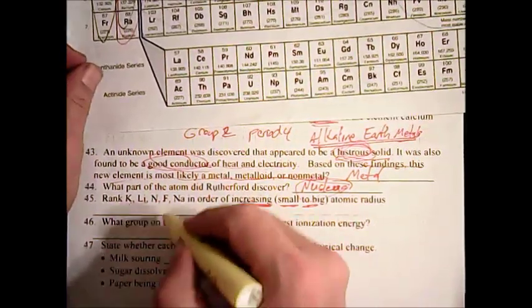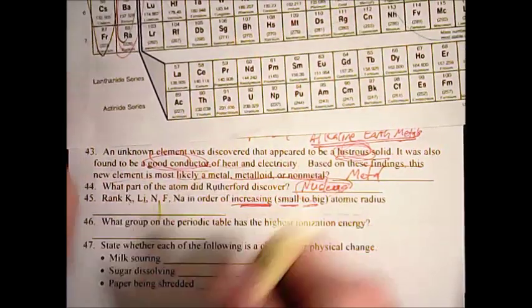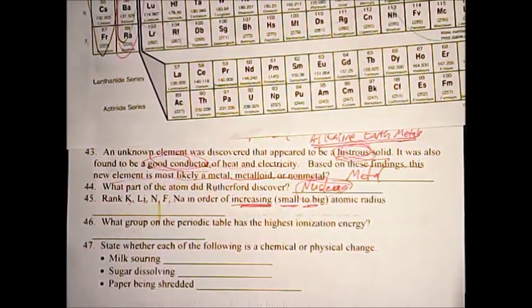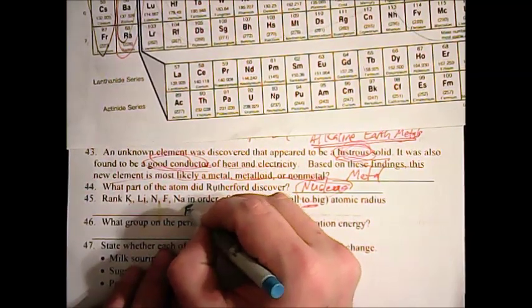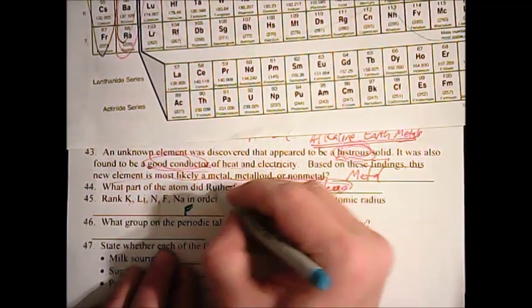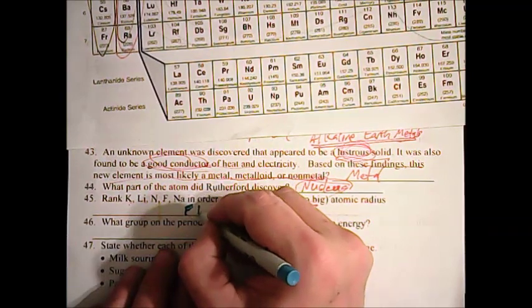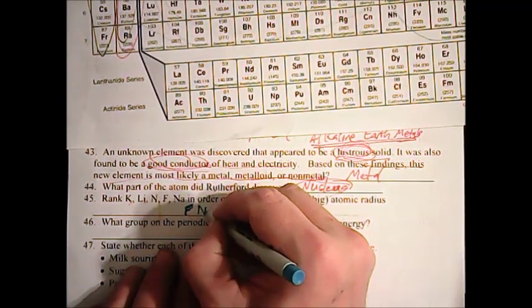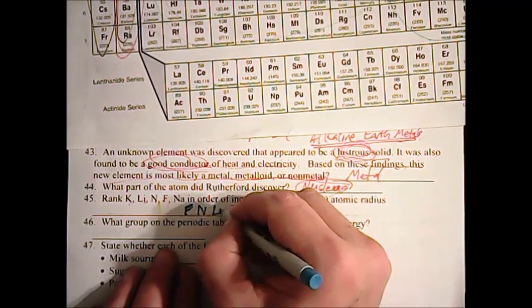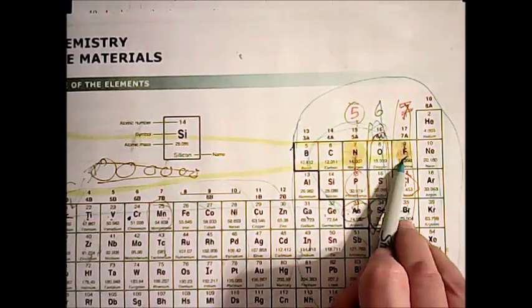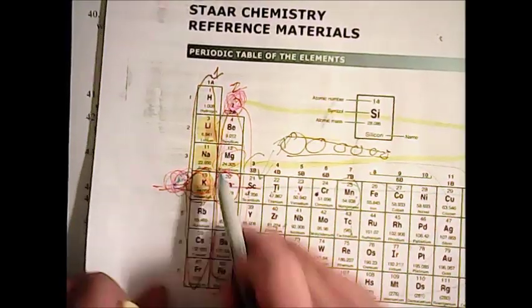So for the start of our ranking, we're going to say F is going to be the smallest, and then we're going to say N is going to be next, and then we're going to say Li is going to be next. So we saw how we went from F to N to Li.